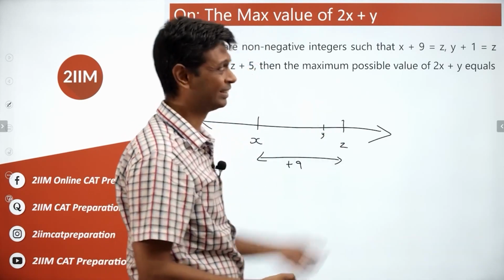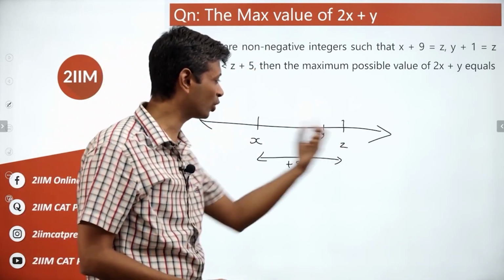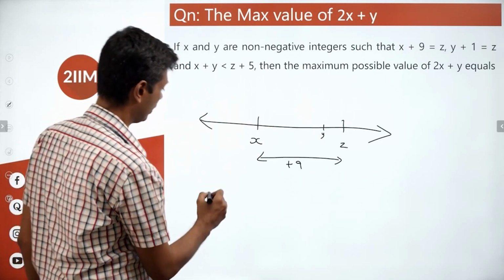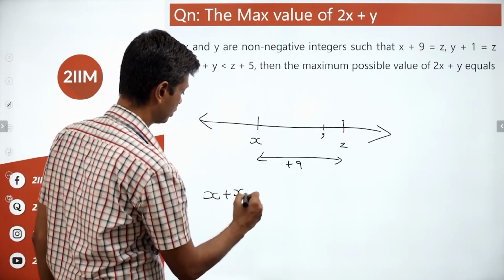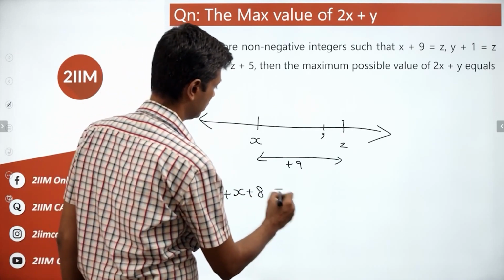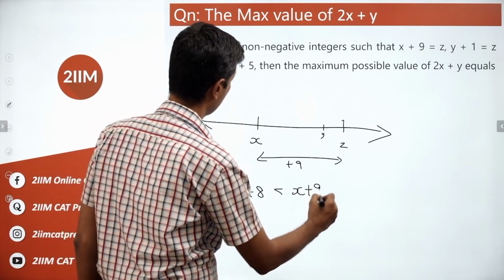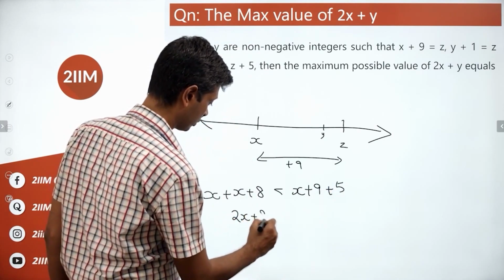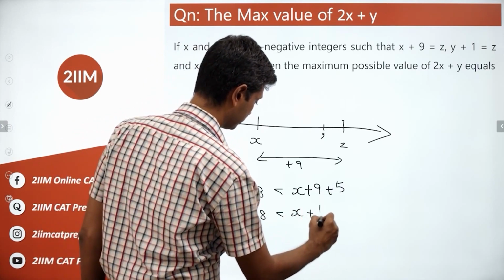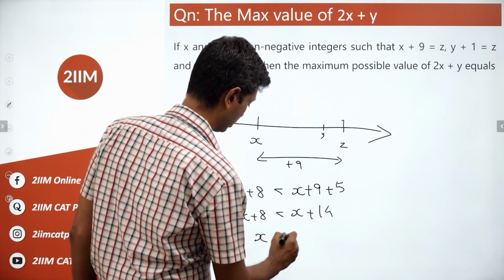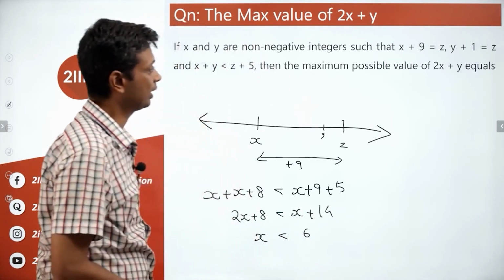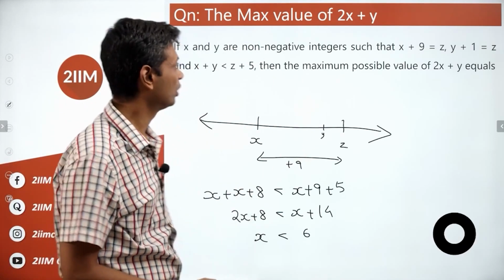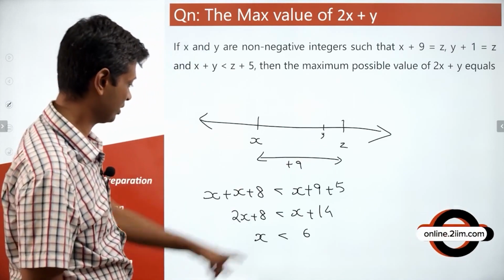All three are linked. When I started doing this, I realized I don't even need to draw the number line because all three can be captured with the same variable. Right? So here we have x plus y, which is x plus 8, less than x plus 9 plus 5, or 2x plus 8 is less than x plus 14, or x is less than 6. Lovely. The maximum possible value of 2x plus y: higher x is, higher y will be. We know that they are non-negative integers. x is less than 6.